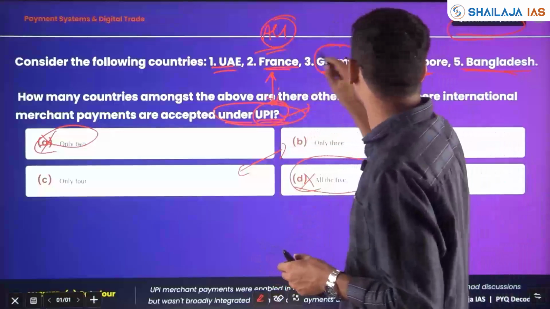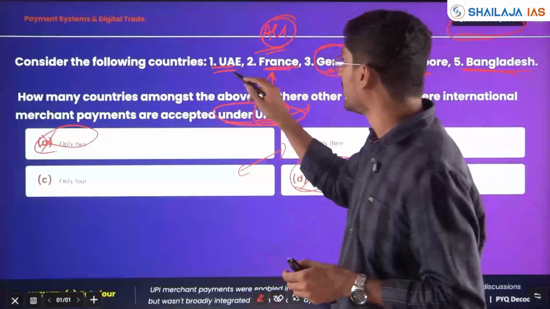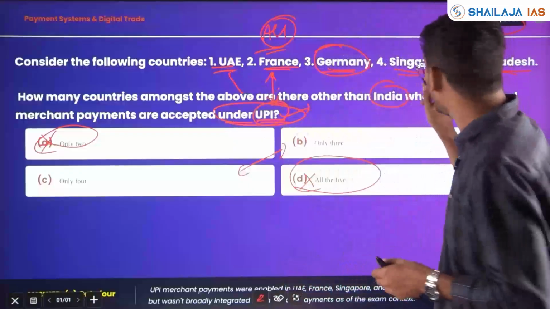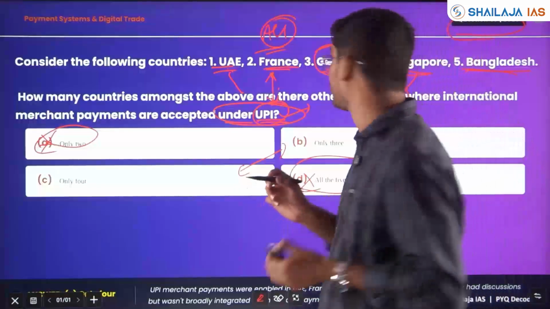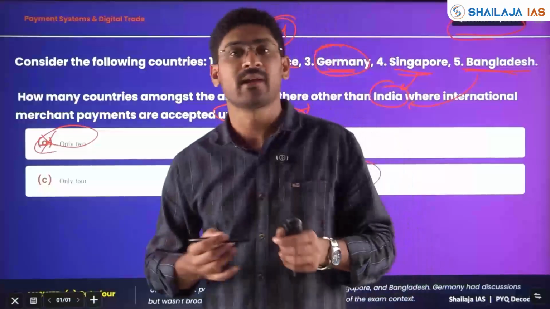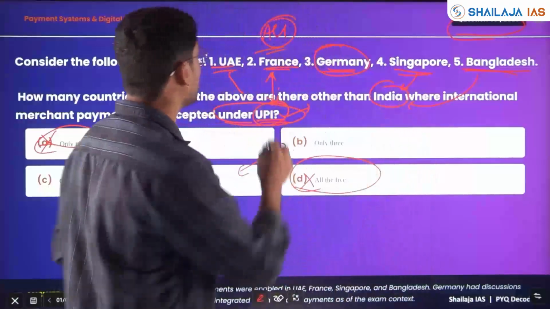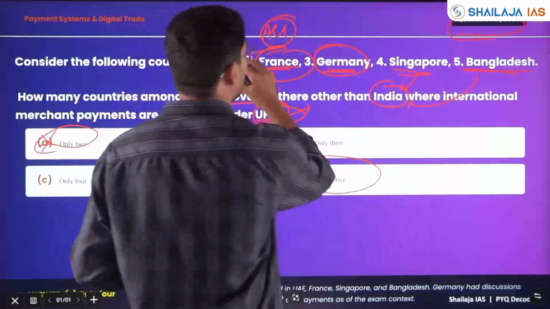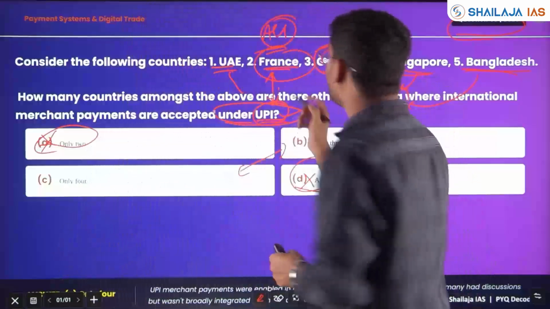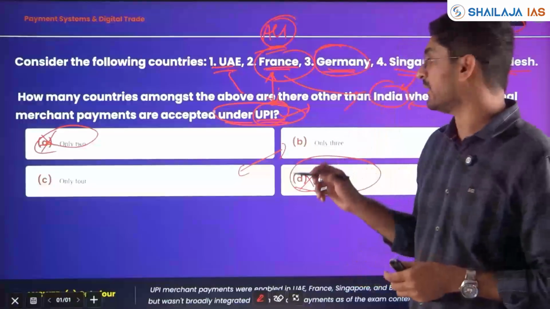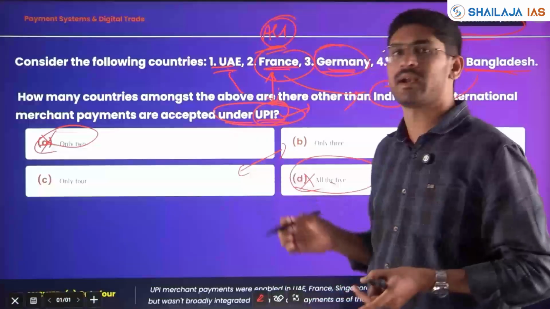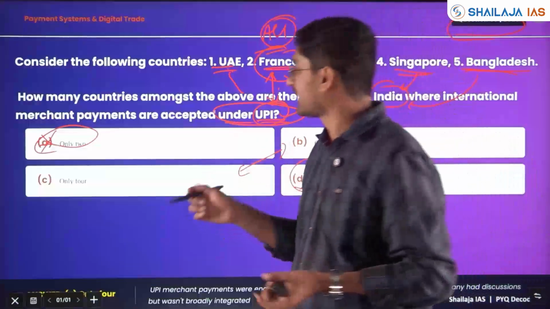UAE is a close friend of India, right? Singapore also accepted UPI, which was in the news if you had studied. Bangladesh was also a close ally at that time when the government was friendly. Except France and Germany, you will have doubts; you will not have doubts with the other countries. But here, France also accepted UPI. We can go with 3 pair or 4 pair. If you don't know, I would have gone with 3 pair, but that's a risk I'm willing to take here.